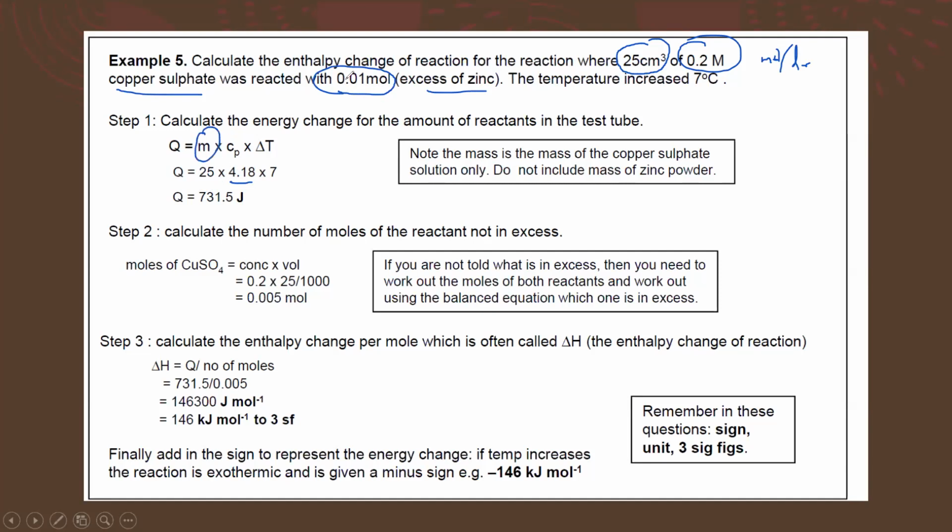What about the mass of the water? The mass of the water is the same as the volume of the solution, because we assume that the density of the solution is 1 gram per centimeter cube. So its mass will always be the same as the volume. So the volume is 25 cm cube for the solution. It means that it will be the same as the mass of the solution, 25. And the temperature change is 7. So the energy which is released here as a temperature increase means it's an exothermic reaction. So 731.5 joules of energy is given out.